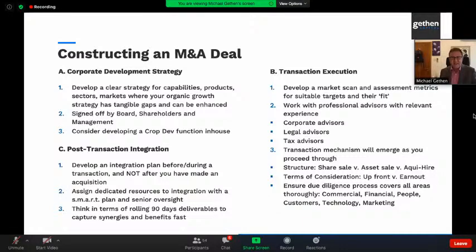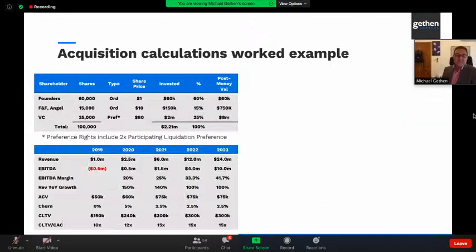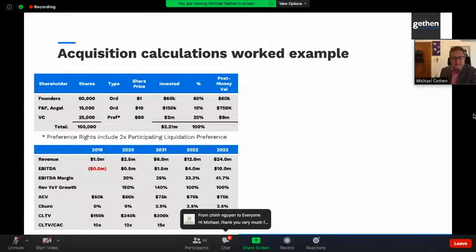So let's get down to an example. And this is a fictitious company, but it's a pretty good one. So pretty simple cap table that I'll take you through in this example. And this is a company that's got a founder who has brought in friends and family and an angel investor that put in some money. They've brought in a VC, and that business is growing pretty well.